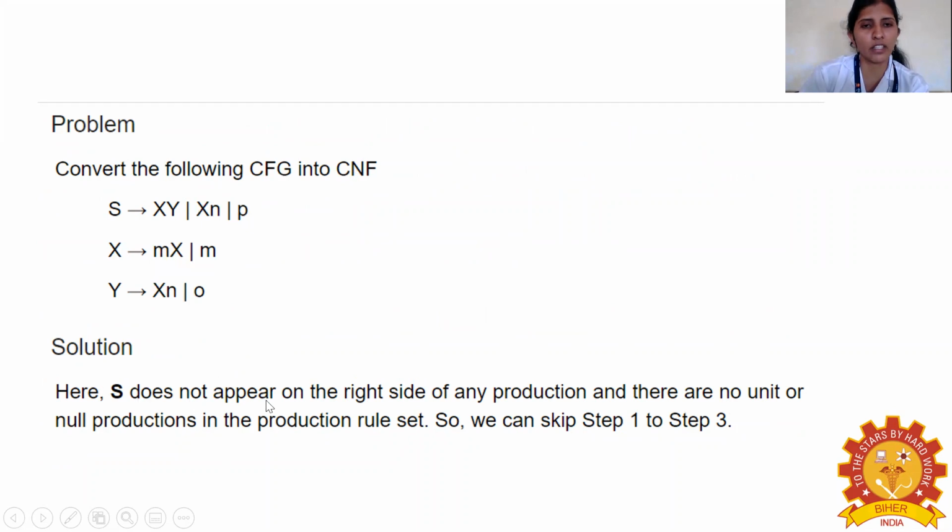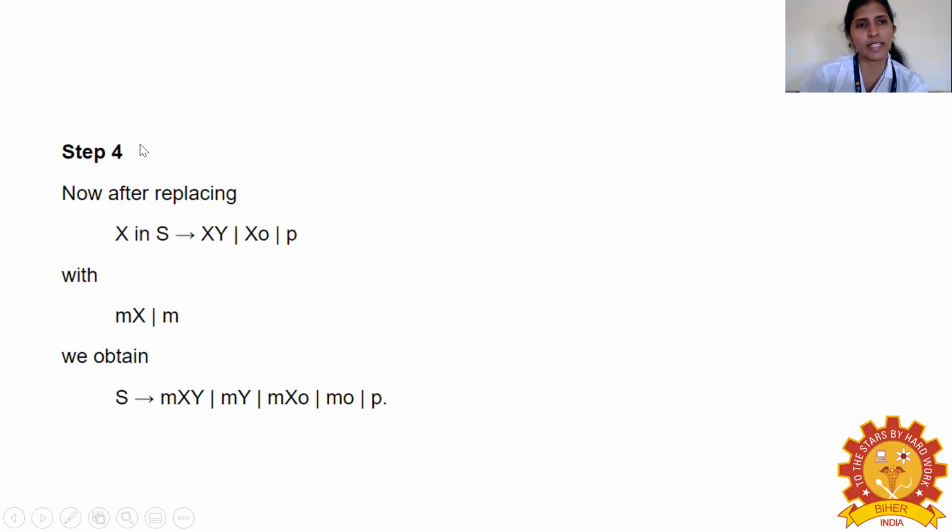So here S does not appear on the right hand side of any production rule, and so there are no unit or null productions in the production rule set. So we can skip steps 1 to 3. Okay. So now we move to step 4. Now after replacing X in S, so we have XY or XO or p with mX or m. So we obtain S to mXY or mY or mXO or mO or p. Okay, so this is the step here.